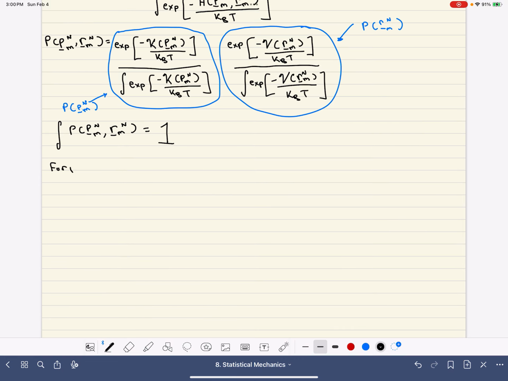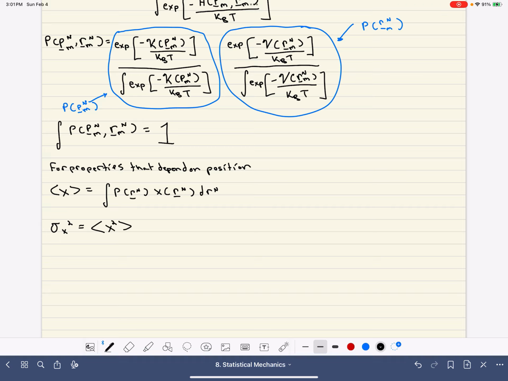And some other properties that are useful depend on position. So the average position of a molecule in the system would just be the integral of the probability multiplied by x dx, and then the variance of the position would just be the second moment of x minus x average squared.